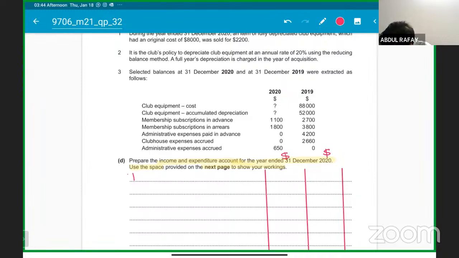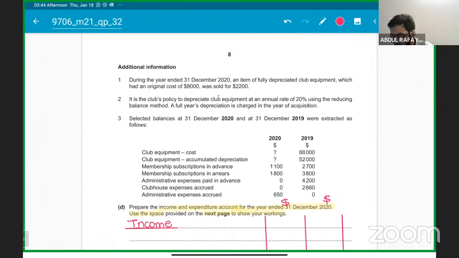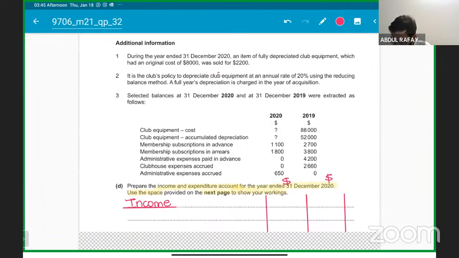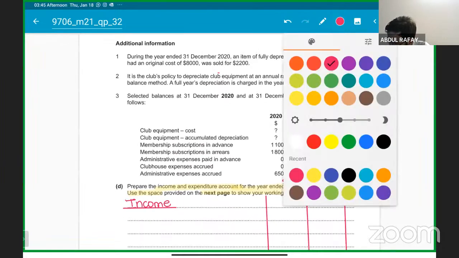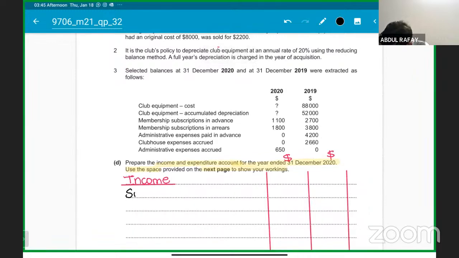Okay, so let's start with the income first. You will have a couple of incomes, and one of the simple incomes, we can see here, these are all the adjustments given in front of us as well. It's the subscription account. Okay, everyone? So follow carefully. First, we'll talk about the subscription account that I'm going to draw for everyone.